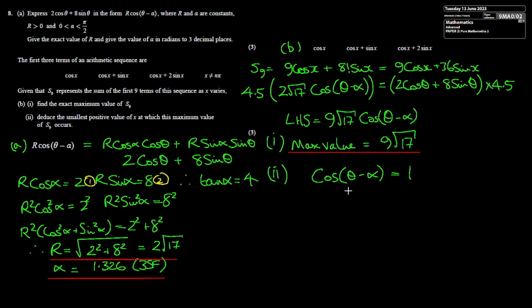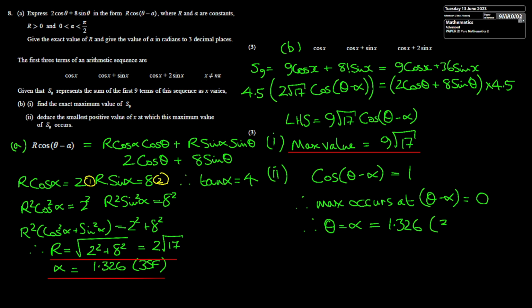That shouldn't throw us. When does a cosine equal 1? Well, it is when the angle equals 0. So therefore, max occurs at theta minus alpha is equal to 0. So therefore, theta equals alpha, and alpha equals our value that we got in part A, which is 1.326 radians to three significant figures. And that is the answer.